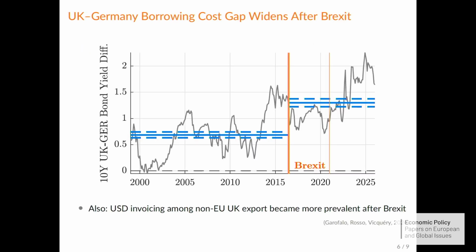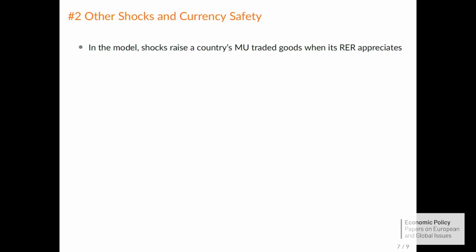Okay, so the first point to me is that Brexit is an interesting example of change in integration, and I think that looking at the stochastic properties of the relevant currencies before and after, it's broadly supportive of the model ideas. My second point starts from the observation that in the model, shocks that raise the country marginal utility of traded goods are shocks that appreciate the home real exchange rate for a given country at a given size.